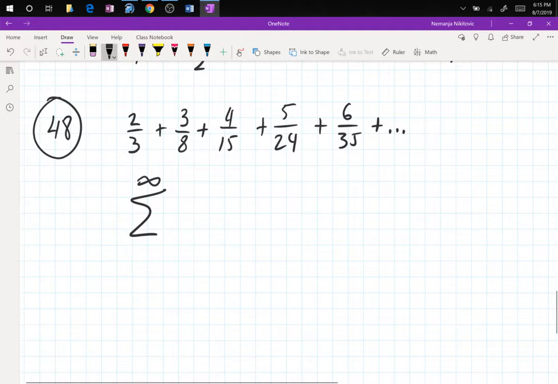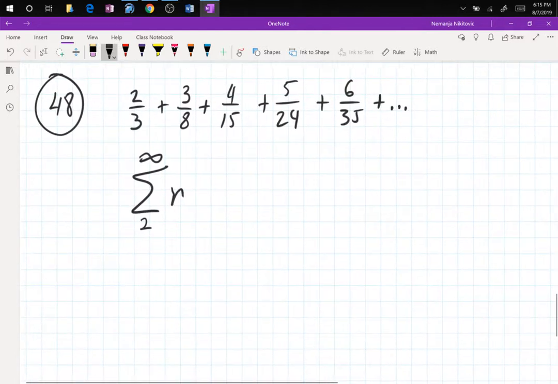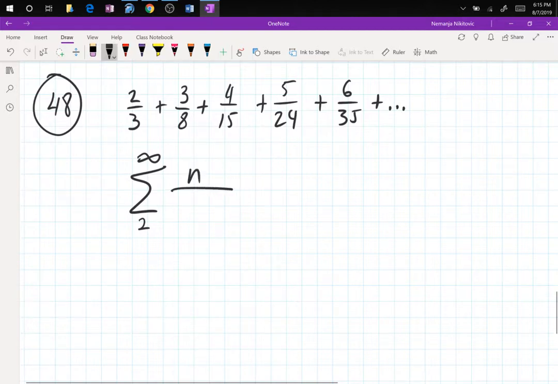All right. Do you have the formula that would generate these terms? N equals 2. So it will start with 2, to infinity. It'll be n over n squared minus 1. Excellent.